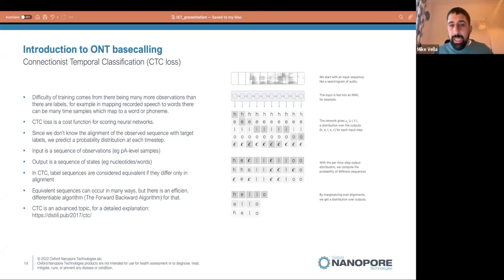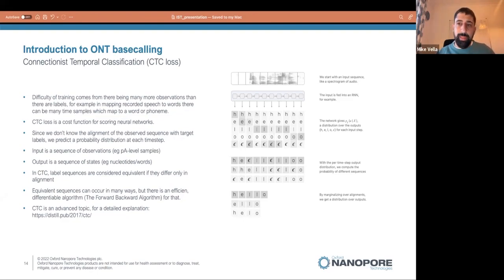Since we don't know the alignment of the observed sequence with the target sequence, what we do is we predict a probability distribution at each time step. So in our case, we're doing DNA sequencing. We've got some input samples, and let's say we want to predict the probability of nucleotide A, C, G, or T at each position. So at each position, we predict a nucleotide.